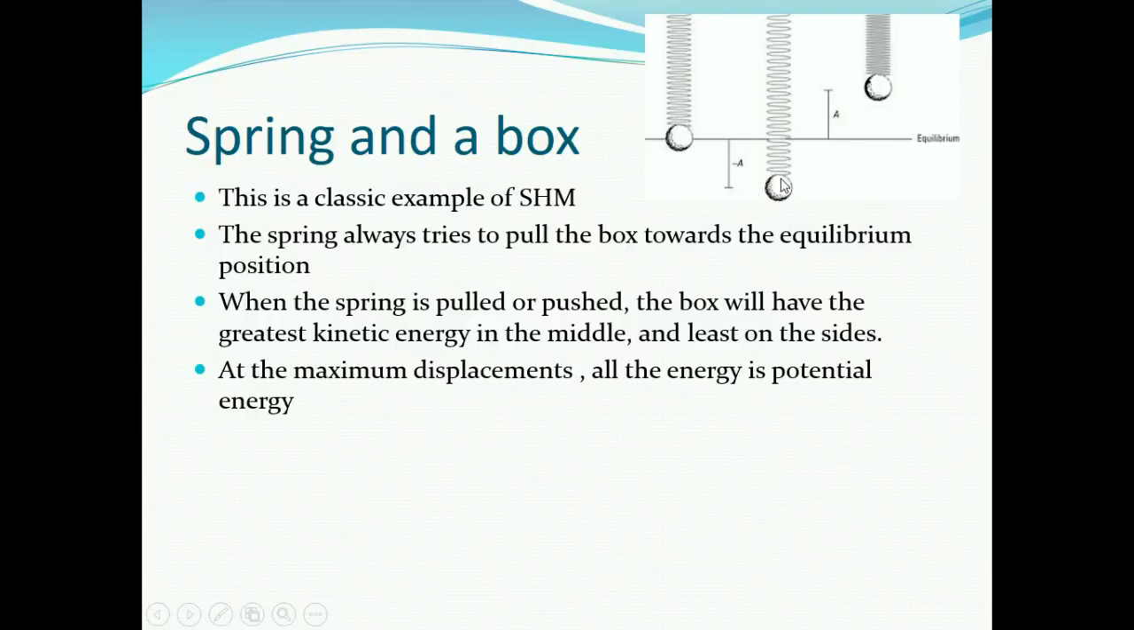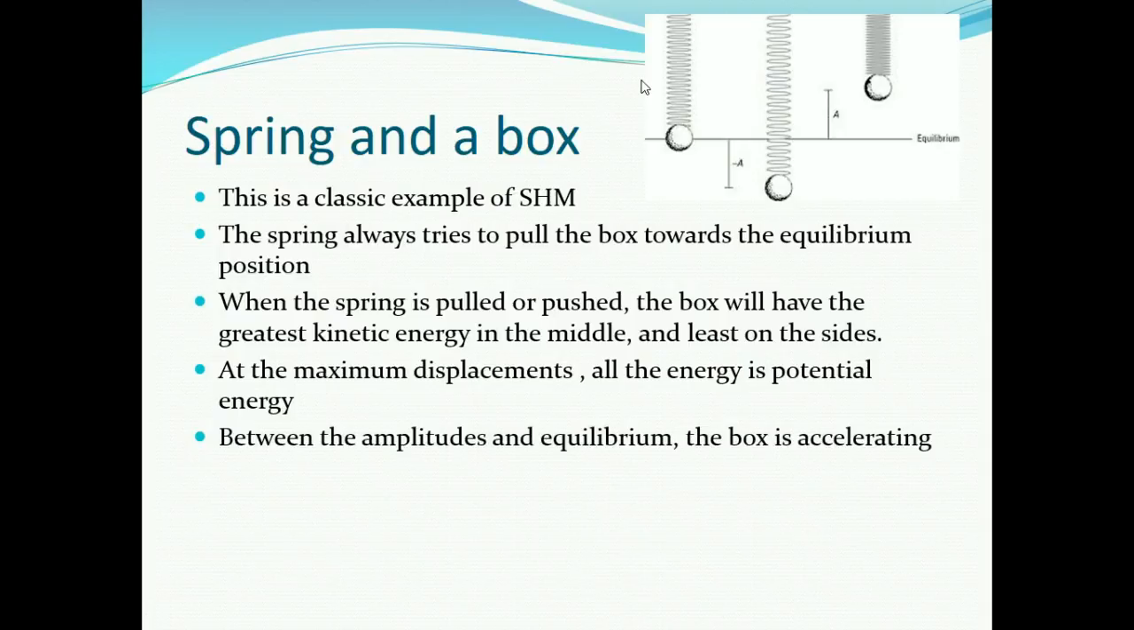So these two have only potential energy. This one has a lot of kinetic energy, assuming that it's moving between these two places. Between the amplitude and the equilibrium, it's accelerating. So let's just say we're at equilibrium and we're going downwards. The ball is slowing down. So from here to here, the ball is slowing down, then it stops, then on the way back, it speeds up.